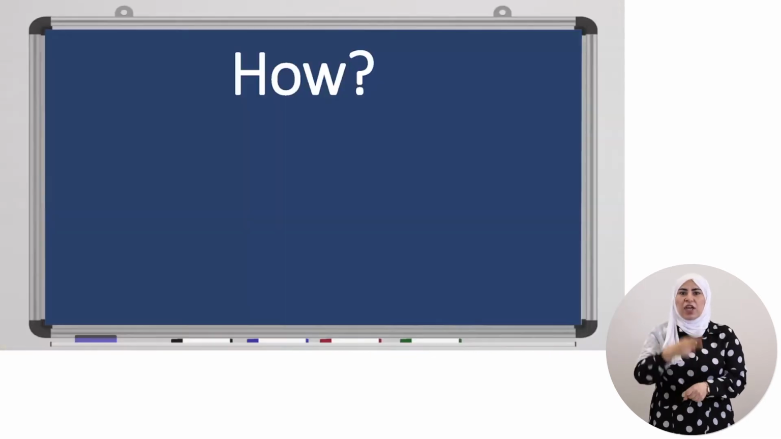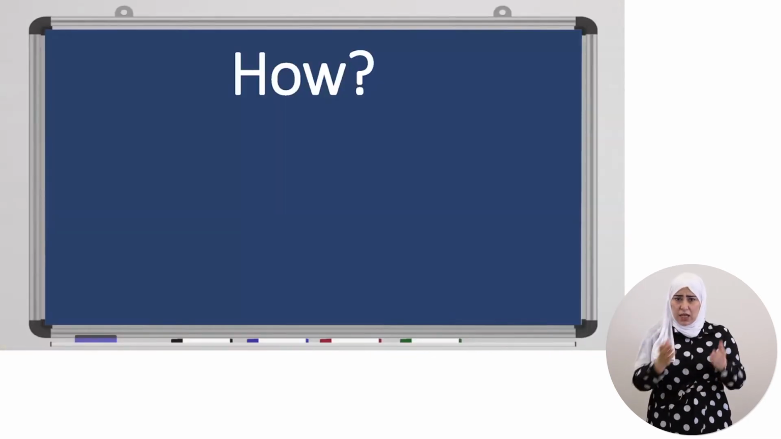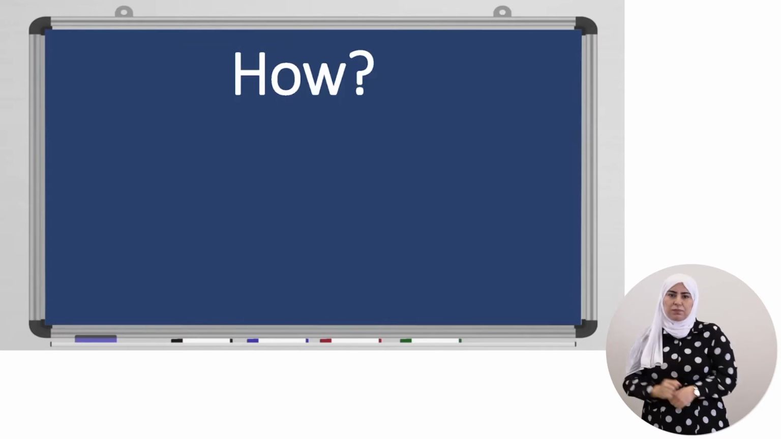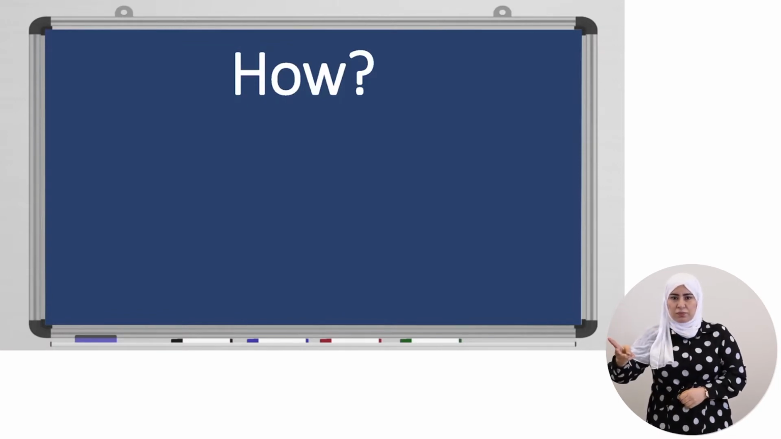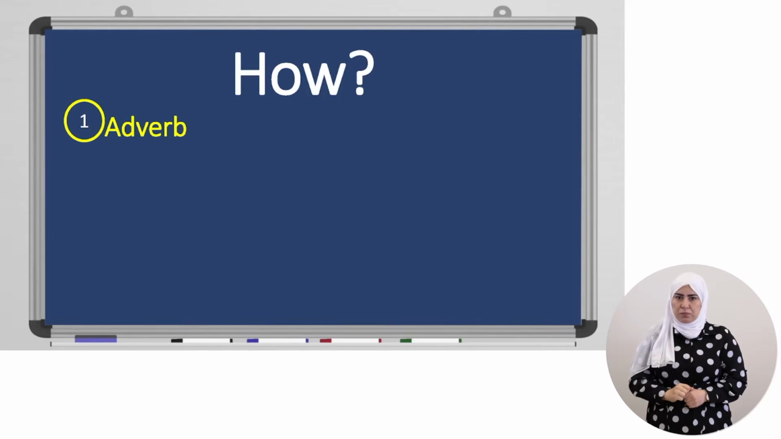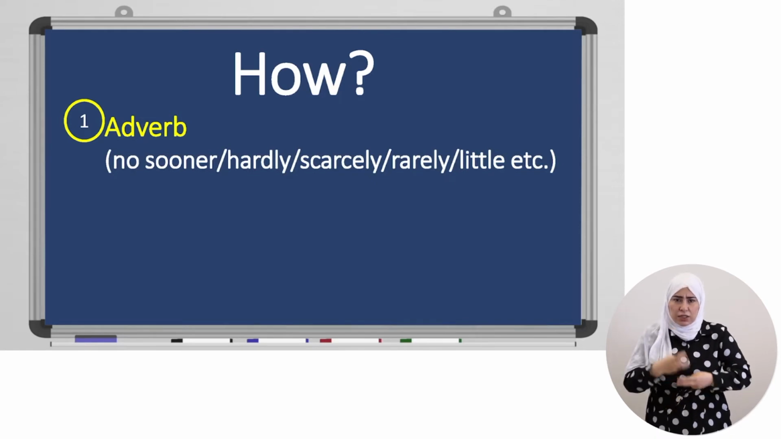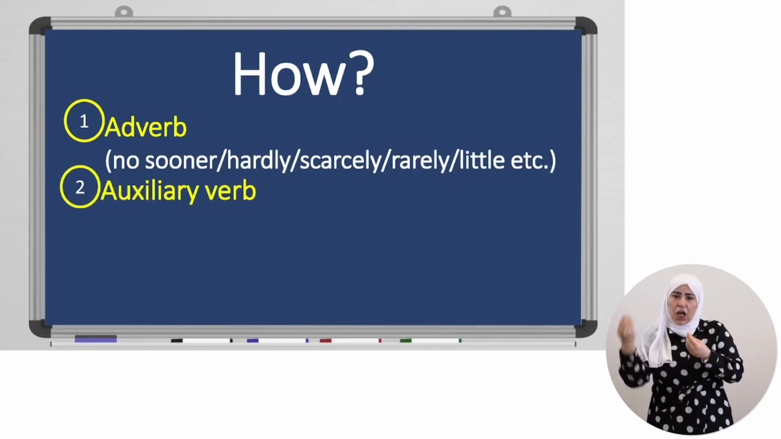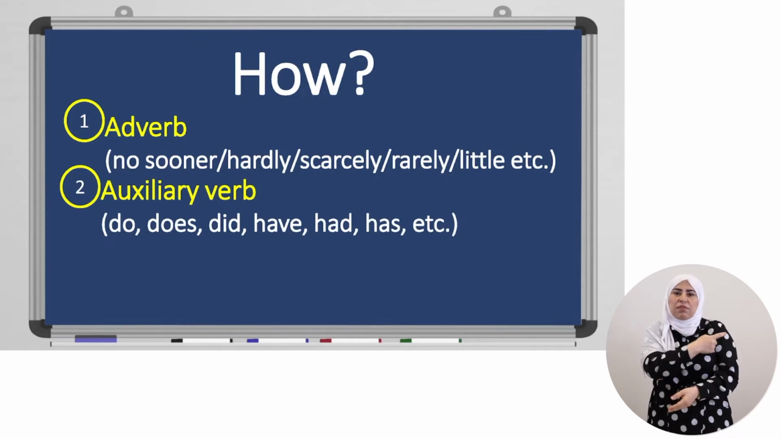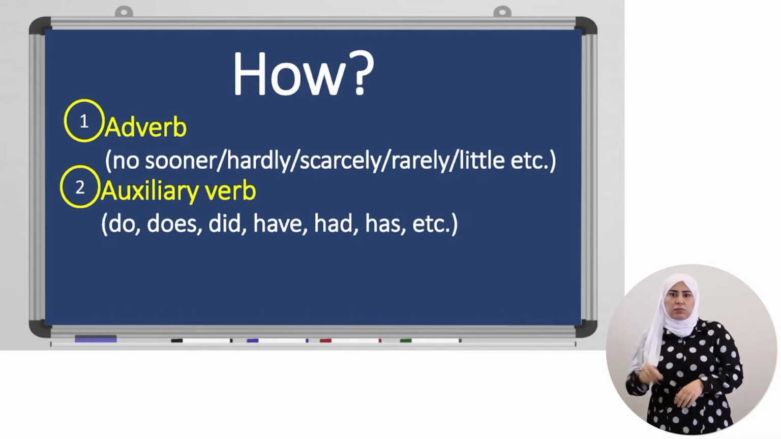Now that we've established when and why we use it, let's see the steps that will help you invert sentences. Very easy. Like we said, a regular sentence usually starts with a subject, verb, object. But in inversion, it's different. We start with the adverb. And adverbs are things like rarely, no sooner, hardly, little. These are all examples of adverbs. We then add the auxiliary verb, like do, did, does, or had, has, have.